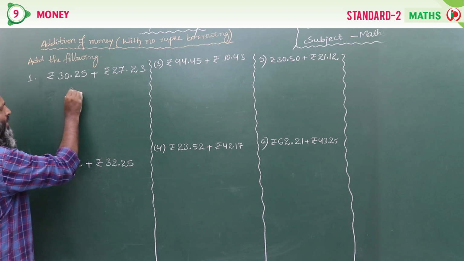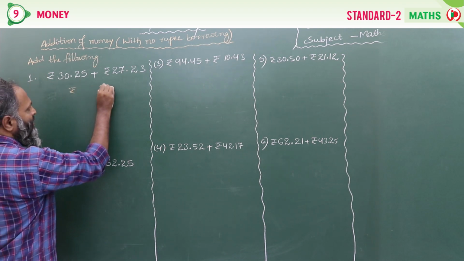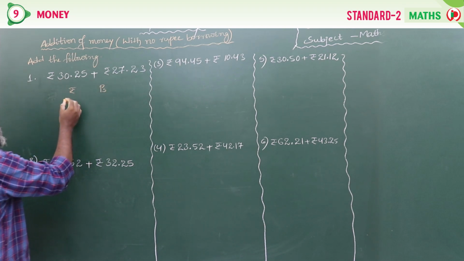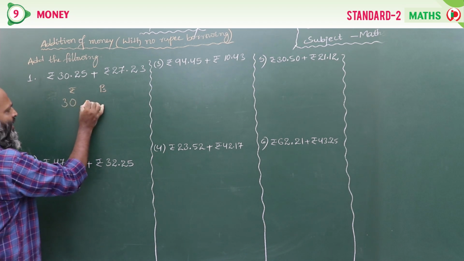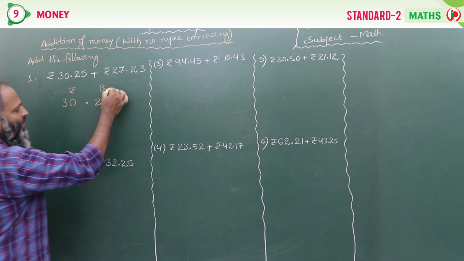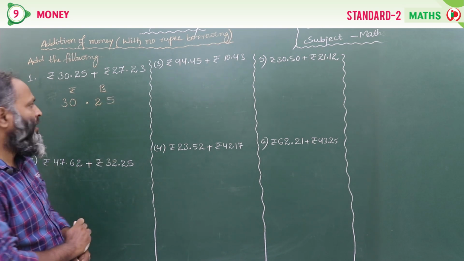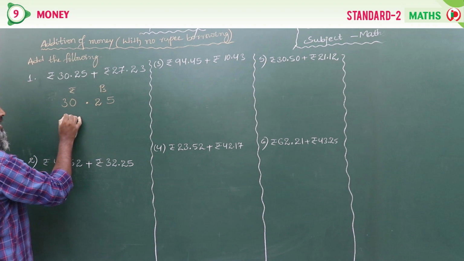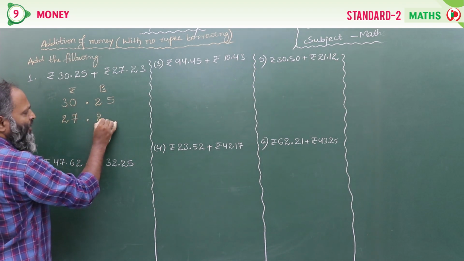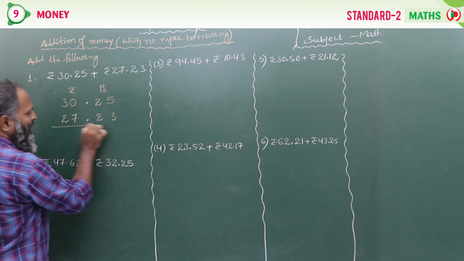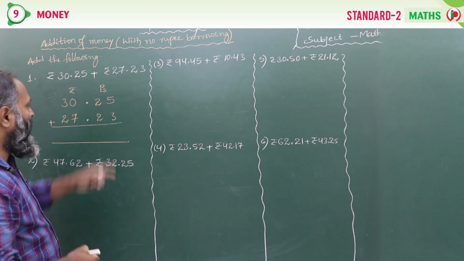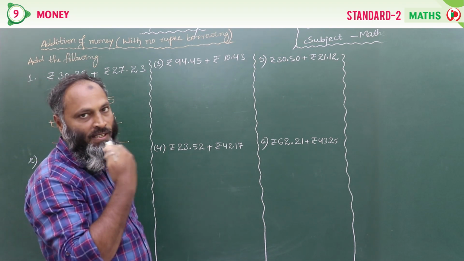First you should take rupees here and paisa here. Okay? What is here? 30 rupees. That is 30, then the decimal point, and here 25 paisa. In the place of paisa, you take paisa. The next one is 27 rupees, then after that the decimal and 23 paisa. Now add these two. We should start addition from paisa.